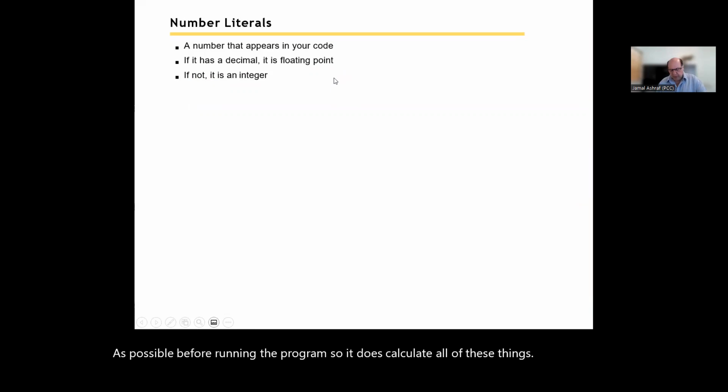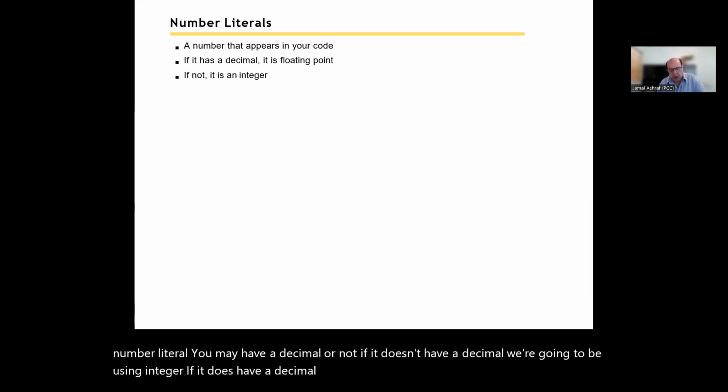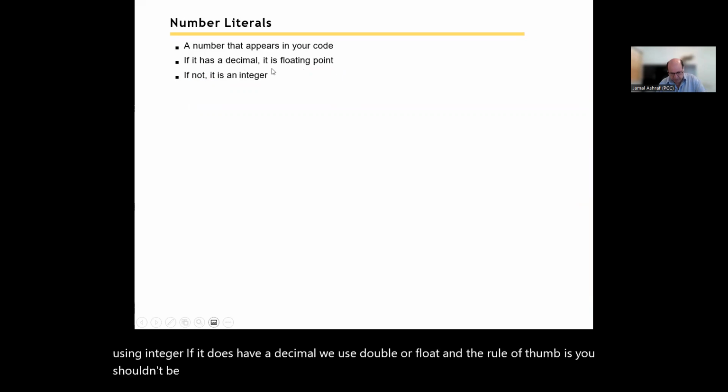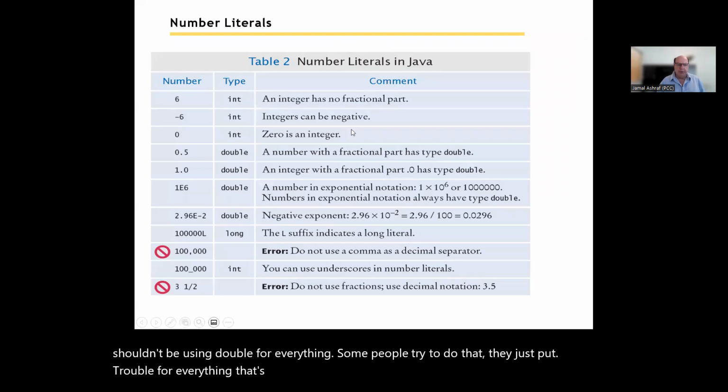So the numbers that we're going to be using in our program are basically called a number literal. It may have a decimal or not. If it doesn't have a decimal, we're going to be using an integer. If it does have a decimal, we use double or float. And the rule of thumb is you shouldn't be using double for everything. Some people try to do that. They just put double for everything. That's inefficient programming.